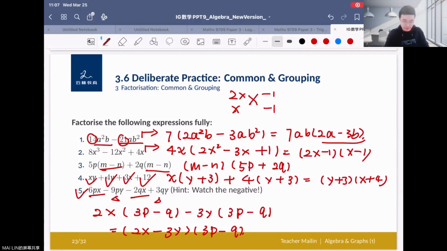You can find it's very easy. Once you understand the principle, first try to find the common factors for all the terms. If there are none, just try to group terms together, like for 3 or 4 terms, into two groups.